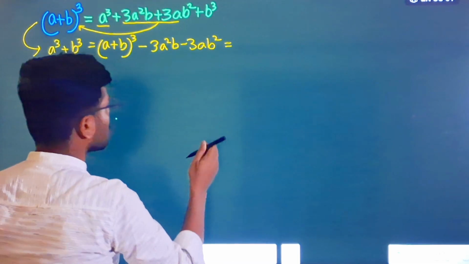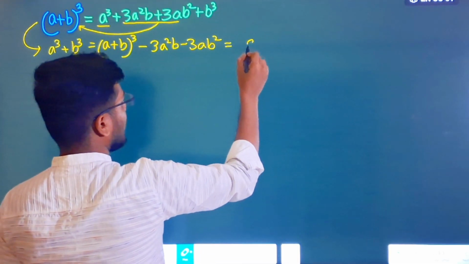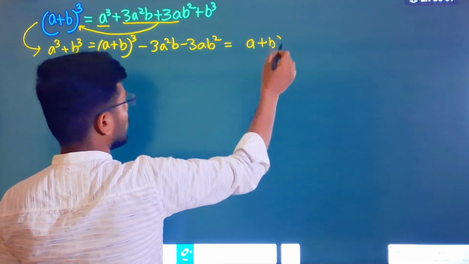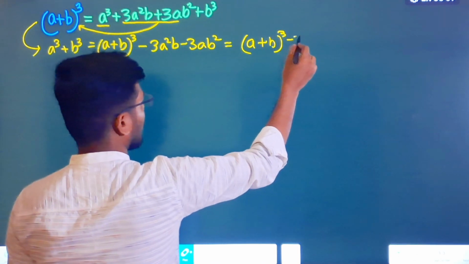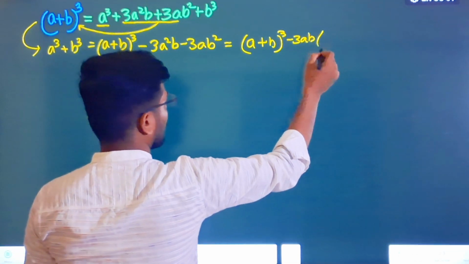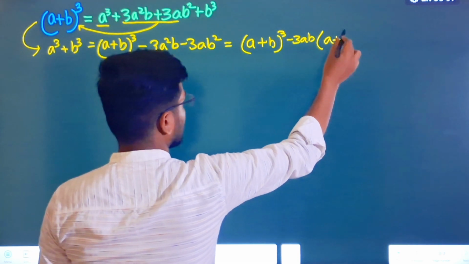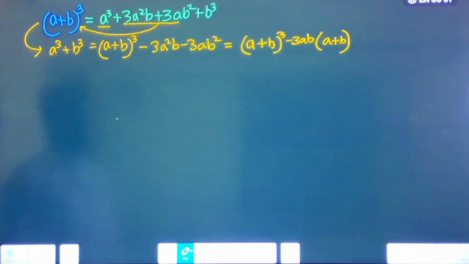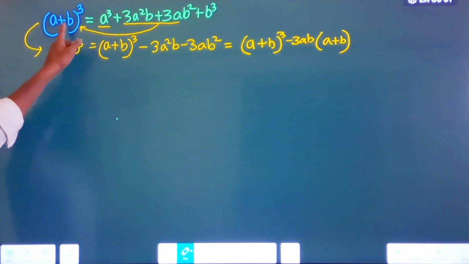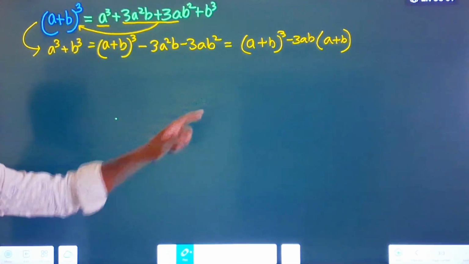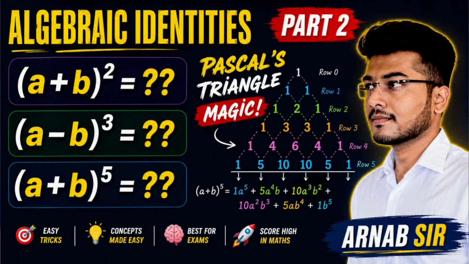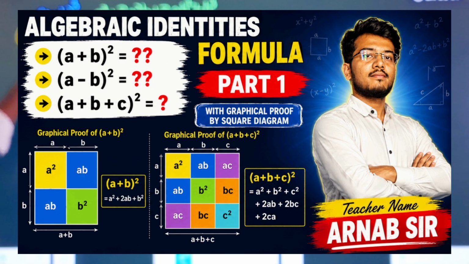If we take 3ab common, so what is the formula? It is (a + b)^3 - 3ab(a + b). Everyone, do you understand? So at first you remember only this formula. By using this formula you will find out this formula. Okay, so there is no pressure to remember the formula of this. You will find out this formula by using these formulas.